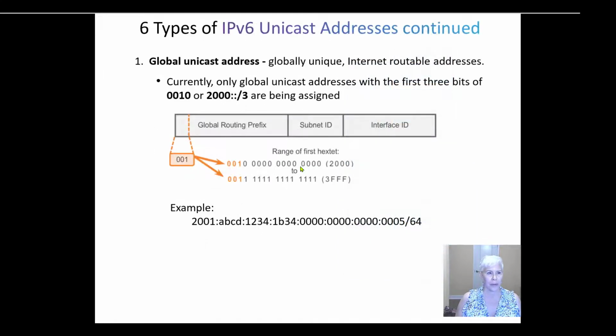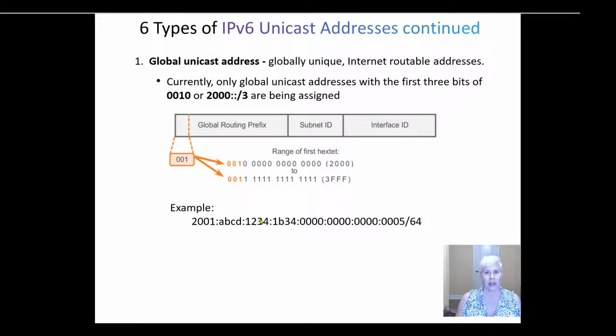Let's break these down. First of all, the global unicast address. This is the address that's going to be assigned to hosts and end devices. They're all going to be unique, and they are globally routable over the internet, over the public network. Now remember, in the addressing structure, we learned that an IPv6 address is made up of 3 parts: the global routing prefix, the subnet ID, and the interface ID. In a global unicast address, the first 3 bits are going to be 001.